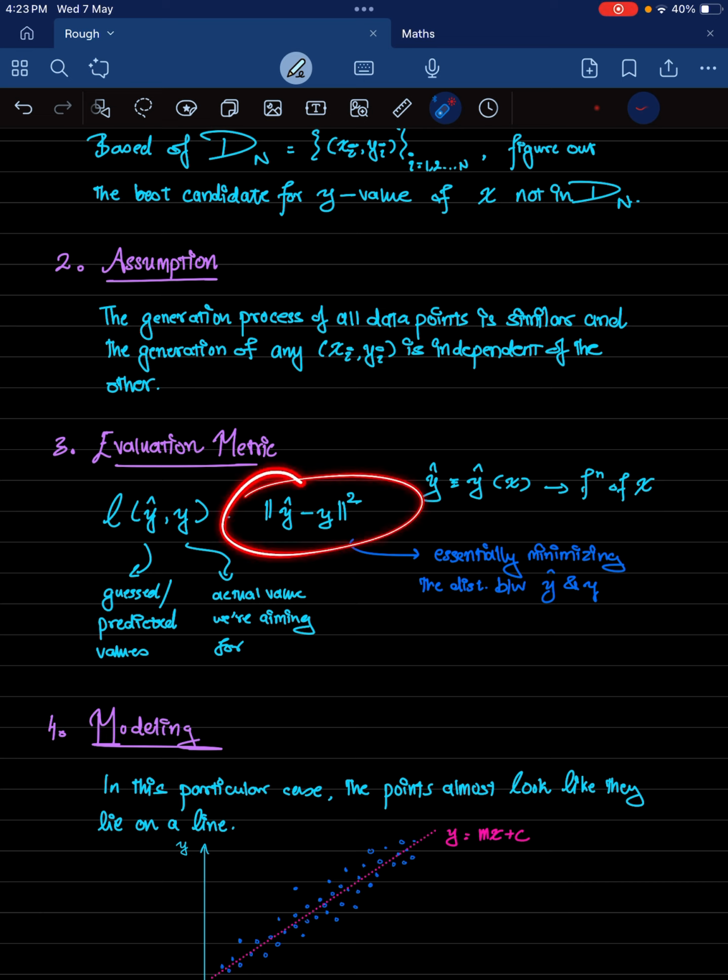And so to encode that, this is your evaluation metric, and this, by the way, is called the squared loss. So what it does is it essentially minimizes the Euclidean distance between y hat and y. So y hat is our guess and y is the actual thing. Between those two, we minimize the distance, and that's why we have this sort of evaluation metric. Alright, and y hat, obviously it will be a function of your x, and that's a given.